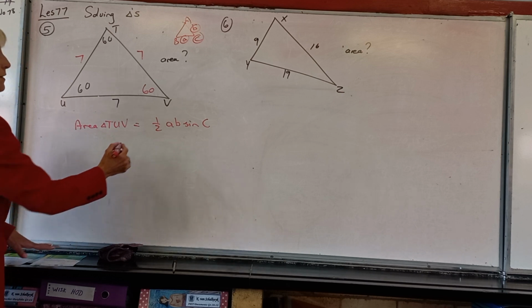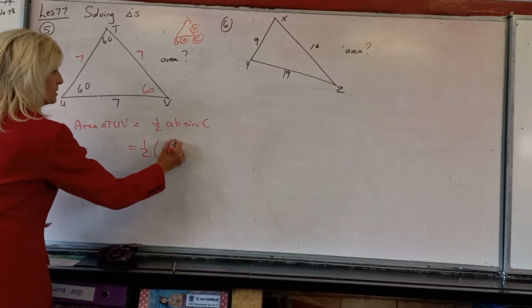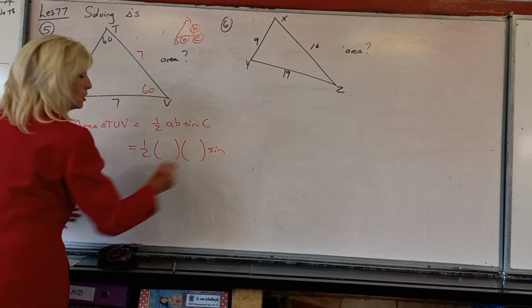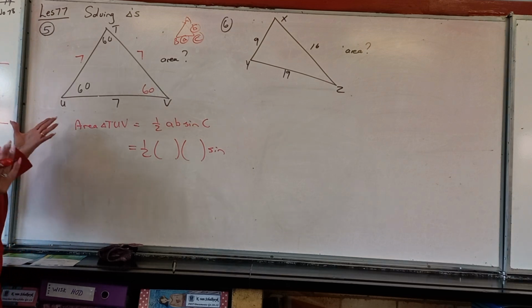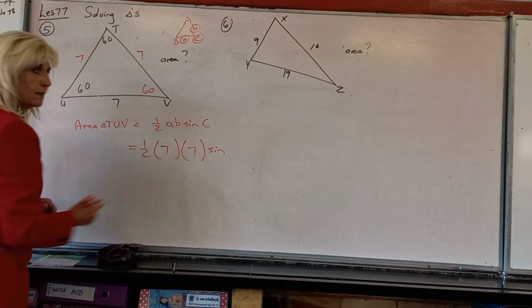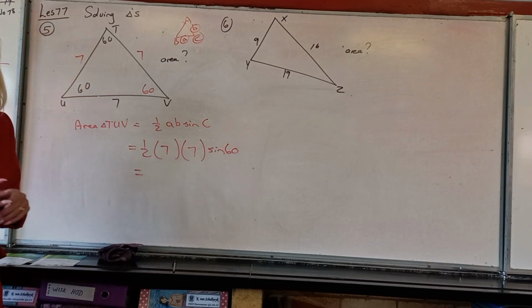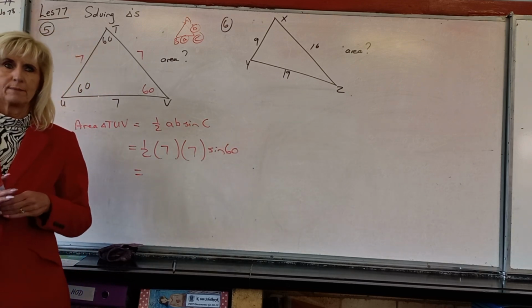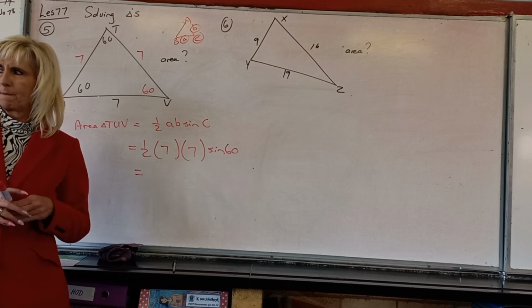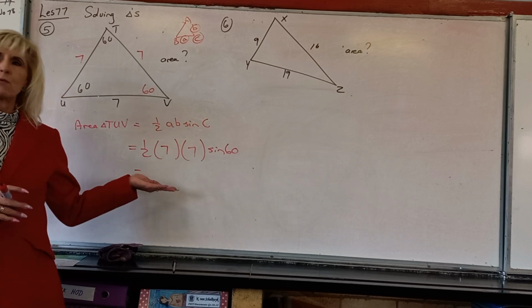So if I do the area rule, it will be 2 sides and the sin of the included angle. Which 2 sides? Well, it's going to be 7 and 7. And the included angle is going to be 60. I could ask you this question by saying without a calculator. How come I can say without a calculator?